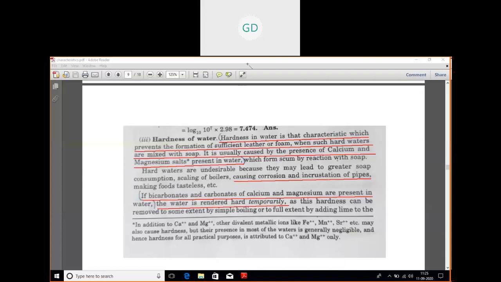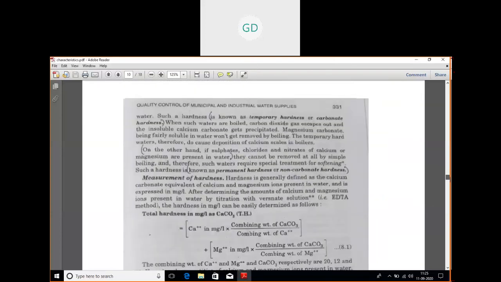So next, here you see temporary hardness. It is also known as carbonate hardness. Next is permanent hardness. In permanent hardness, if sulfates, chlorides, and nitrates of calcium or magnesium are present in water, then it is known as permanent hardness or non-carbonate hardness.